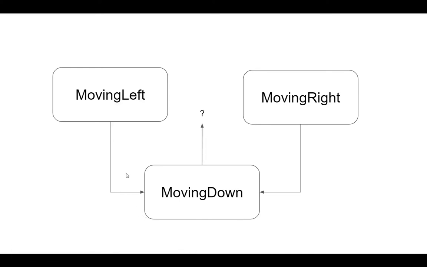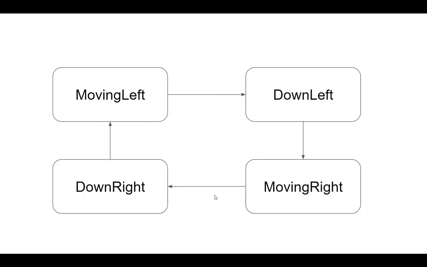Do we start moving left or do we start moving right? There are techniques from computer science that can help us here, like push-down automata or hierarchical state machines, but I don't want to get into that. I want to stay with a simple state machine. So what I'm going to do is model this with 4 states.